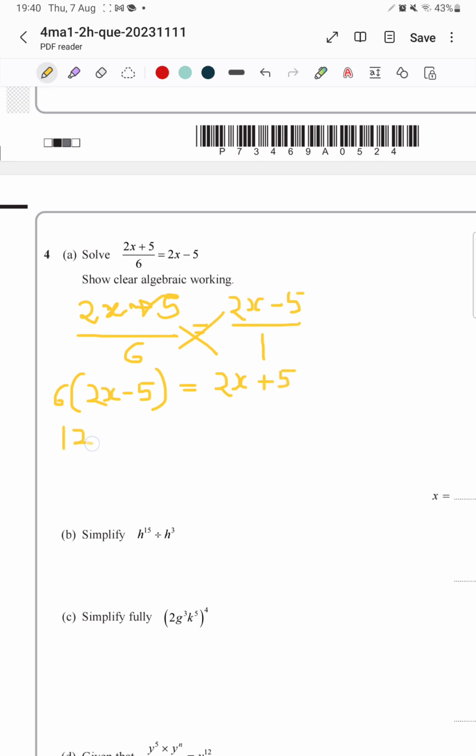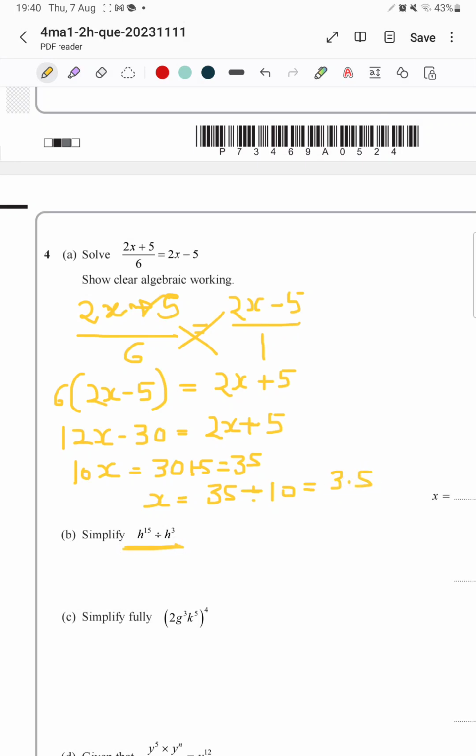So this is 12x - 30 is equal to 2x + 5. Now 12x take away 2x is going to be 10x, and that is equal to 30 plus 5, which is 35. So x will be equal to 35 divided by 10, which is equal to 3.5.